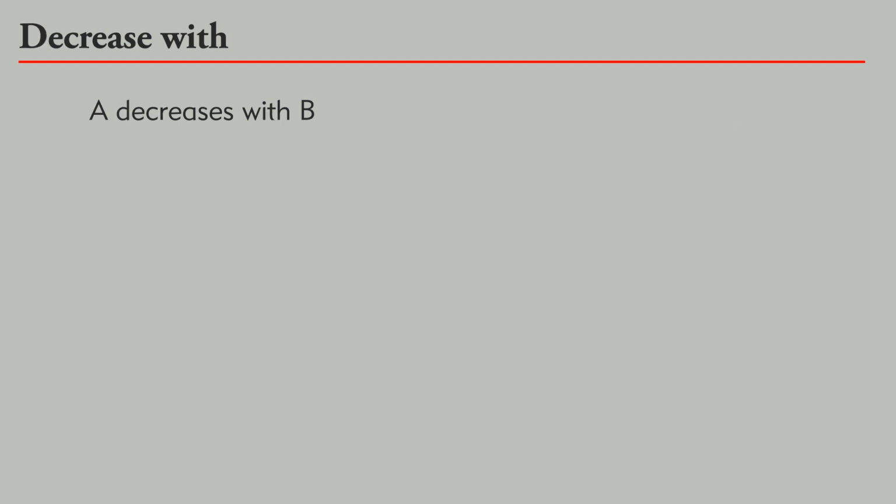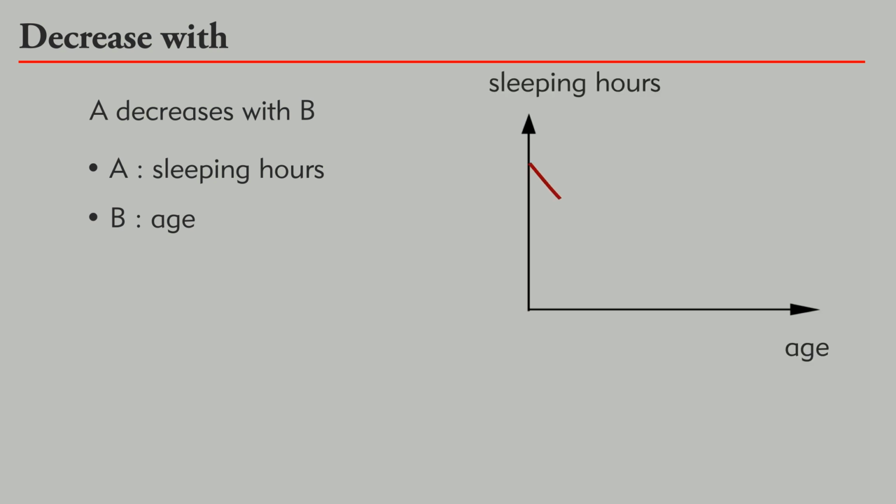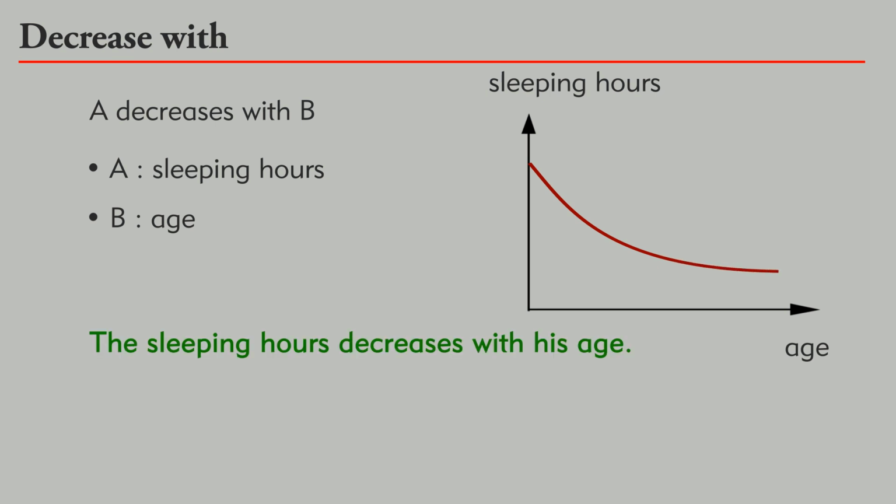Now, let's consider the sleeping hours of the boy. When he is a baby, he may sleep for the whole day. But when he gets older, the number of sleeping hours will decrease. We say that the number of sleeping hours decreases with age. Again, the relationship is not linear.